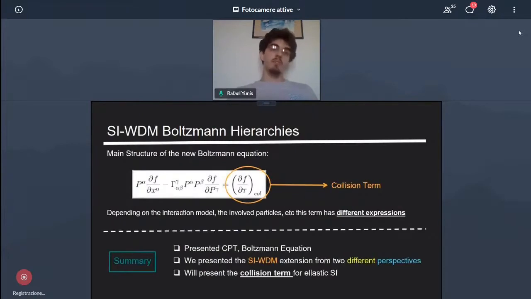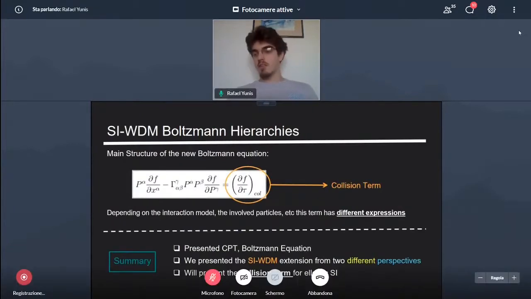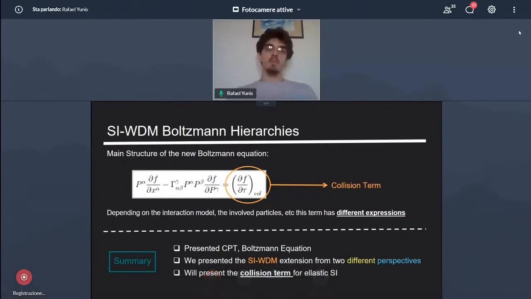From the point of view of cosmological perturbation theory, the only addition would be a collision term in the Boltzmann equation itself. These can have different expressions depending on the interaction model, the involved particles, etc. So in summary, we presented cosmological perturbation theory and the Boltzmann equation. We presented the self-interacting warm dark matter extension from two different perspectives, and we will present expressions for the collision term in the case of elastic self-interactions.